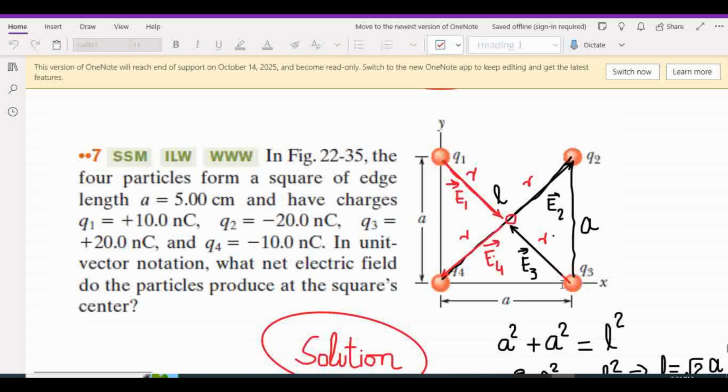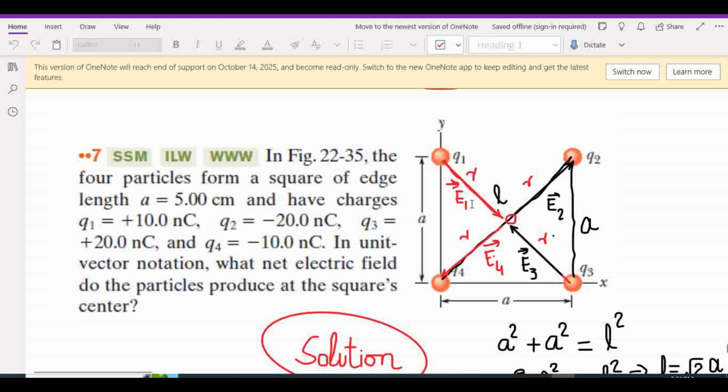Similarly, Q2 is a negative charge, so its field will be directed towards Q2 in this direction. The arrowhead shows the direction. Q3 is again positive, so its field will be directed away from Q3, meaning it will be directed towards O. And Q4 is also negative, so E4 will also be directed towards Q4, which means away from the center O of the square.